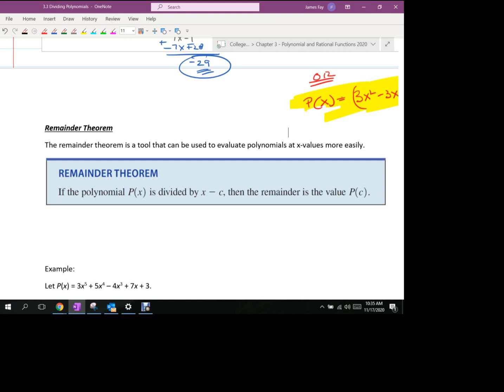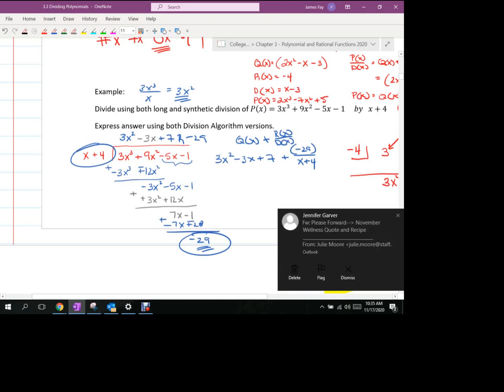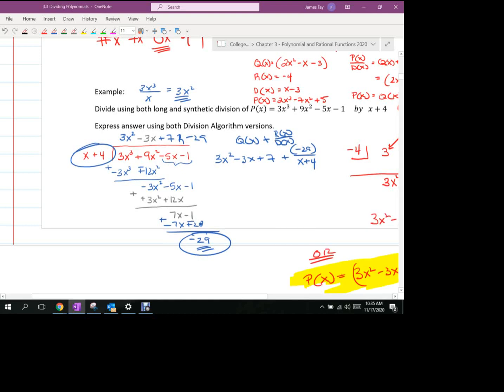So the remainder theorem says if the polynomial P of x is divided by x minus c, the remainder is the value P of c. Think about what that means. That means if I take this polynomial P of x, like up here, 3x cubed plus 9x squared minus 5x minus 1, and we find the remainder of this, that remainder is identical to evaluating this thing at -4. Let me show you that with Desmos real quick.